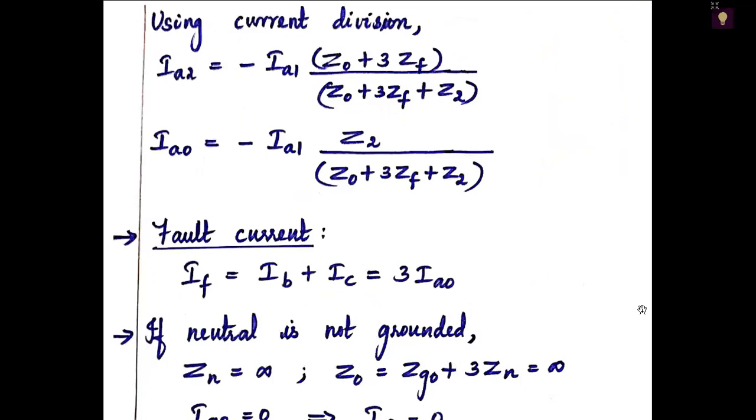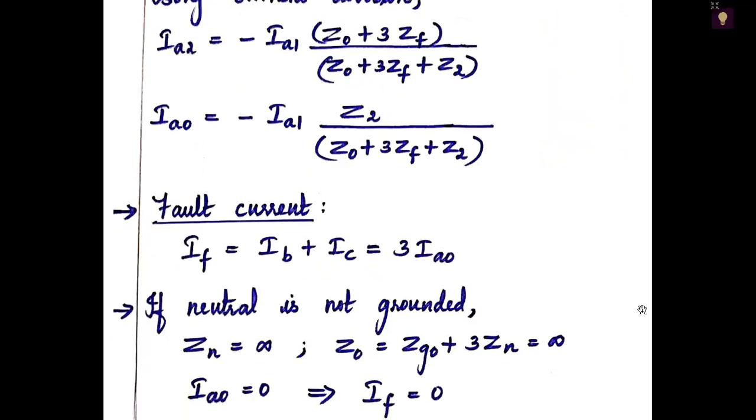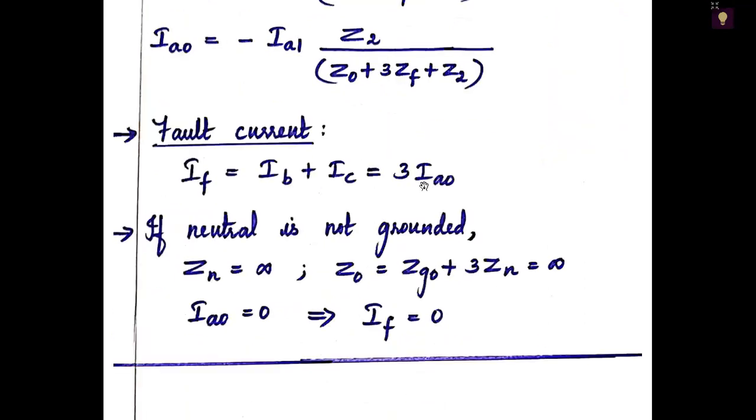Now, determination of the fault current. We know IF is equal to IB plus IC. In the initial expressions itself, we have proved that IB plus IC is equal to 3IA0. So just before equation 3, IF is equal to IB plus IC, which is equal to 3IA0. Now, if the neutral is not grounded, Zn will be equal to infinite, and Z0 also will be infinite. So fault current IF will be equal to 0. So in case the neutral is not grounded, the fault current will be equal to 0.